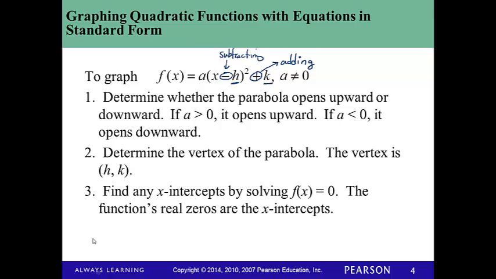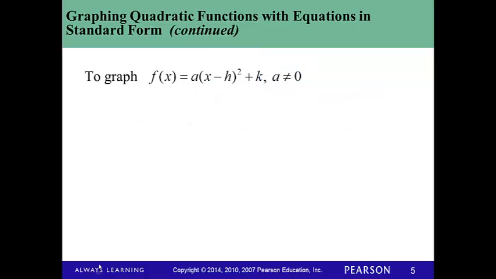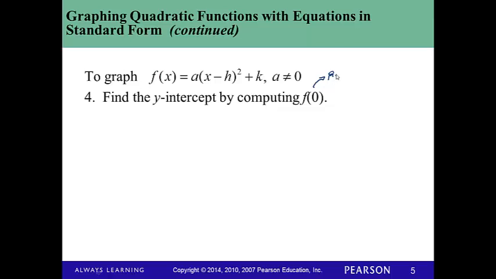And then step 3 says find any x-intercept by solving for f of x equals 0. The function's real zeros are the x-intercepts. So how do you find x-intercepts? Set f of x equal to 0 and solve for x. And then step 4 would be find the y-intercept by computing f of 0. When it says f of 0, you're going to replace x with 0. So replace x with 0 and just solve.